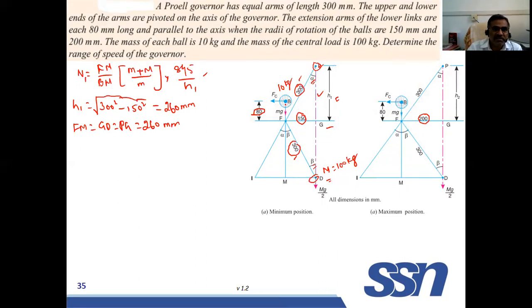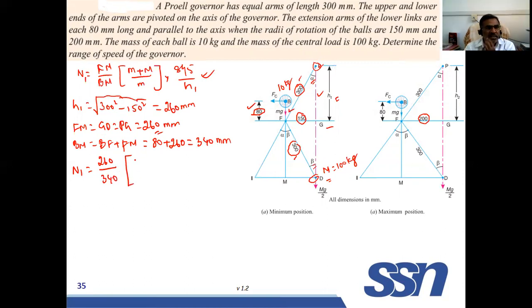Then we have to find the value of Bm. What is Bm? Bm is equal to Bf plus Fm. Bf distance is already given, it is 80 millimeters, and Fm distance is 260. So if you put 260, you will get 340 millimeters. Now substitute in this equation, that is N1 is equal to Fm, 260 divided by 340.